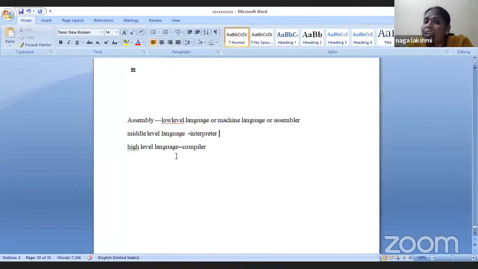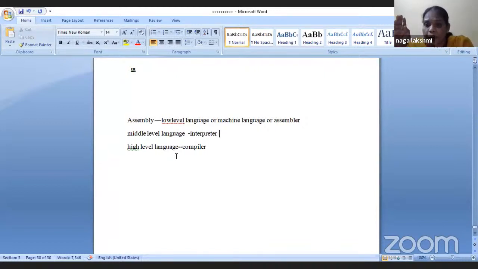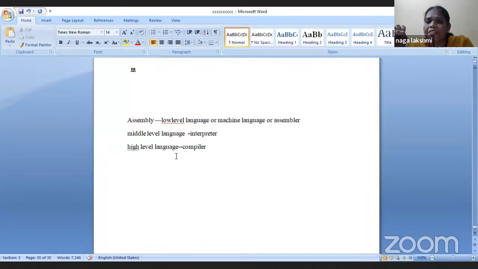Among all these types of translators, which is the best one? Compiler. How many types of translators are there? Three types. What are those? Assembler, interpreter, compiler.